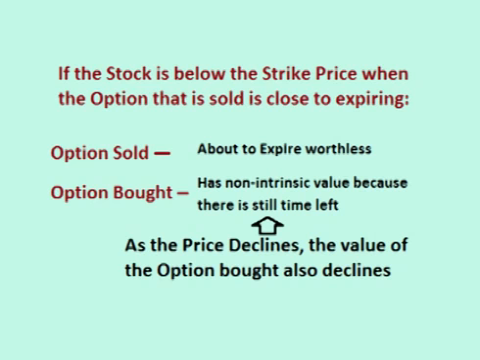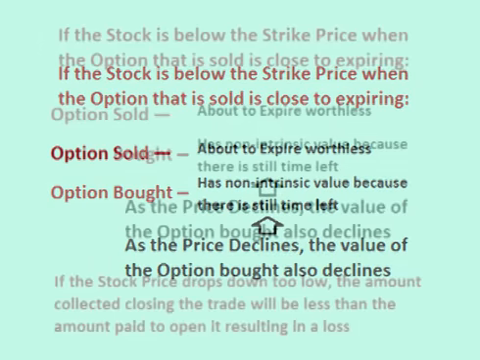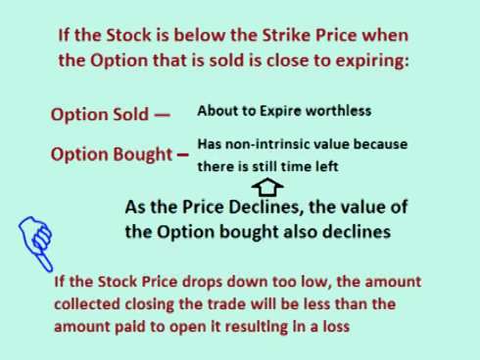If the price drops below the strike price, the option that is sold still expires worthless, but the non-intrinsic value of the option that was bought begins to decline. The trade begins to lose money if the price of the stock drops far enough from the strike price that the difference between the premiums drops below the amount paid up front to place the trade. In other words, the trade loses money if the stock price drops far enough below the strike price that the amount collected closing the trade is less than the amount paid to open the trade.